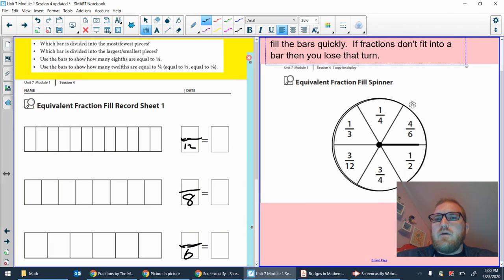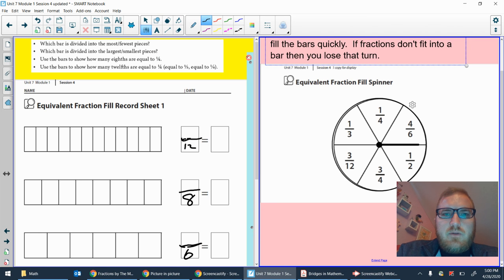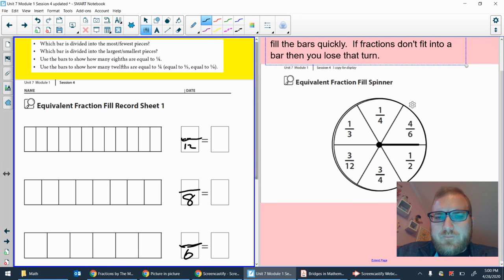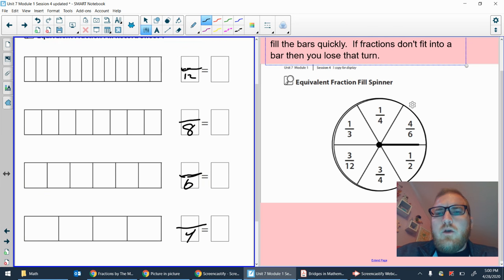Okay. Now, if you want to pause the video right now, you might get an idea, and I want you to think about which fractions or which bars over here would I want to use first. So if you think about it, when you do your spinner over here, which bar would make the most sense to use? Because the objective is to be the first person to use each bar once. So you only get to use each bar once.